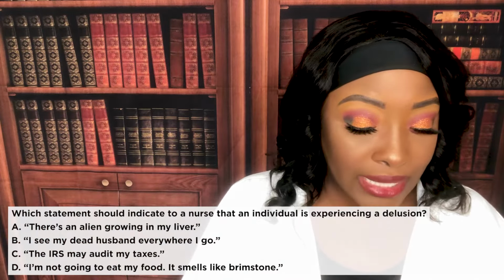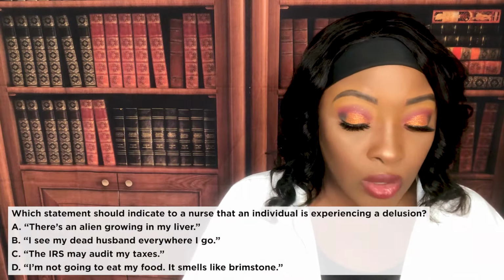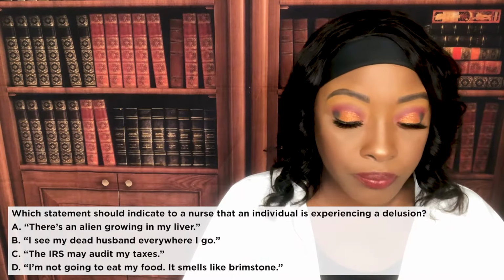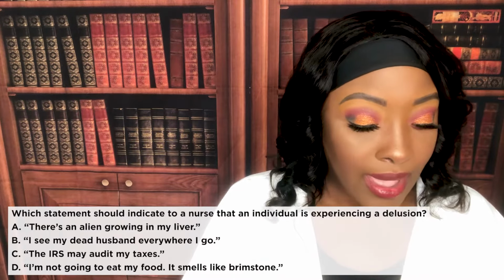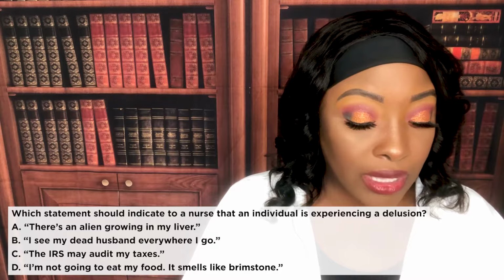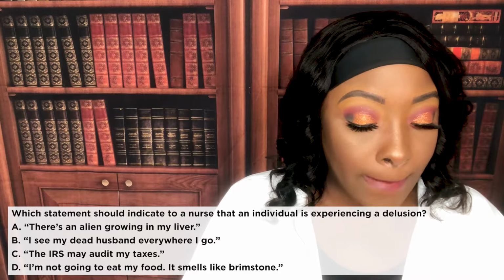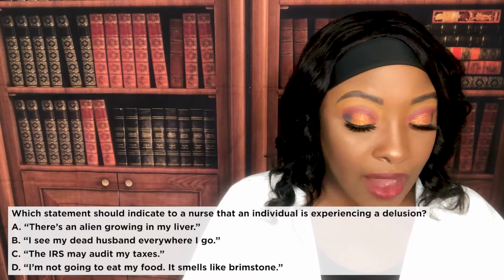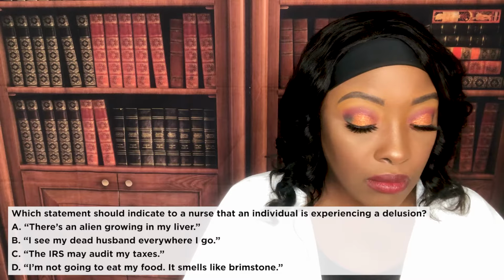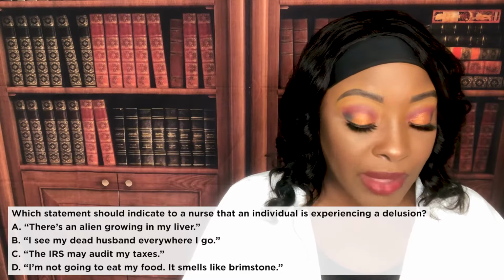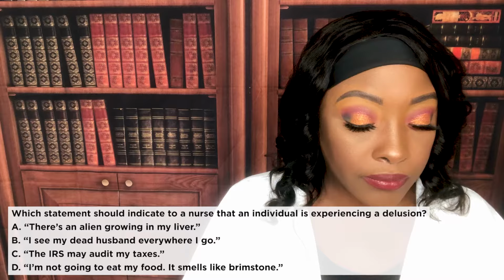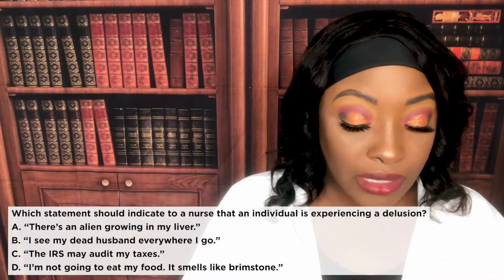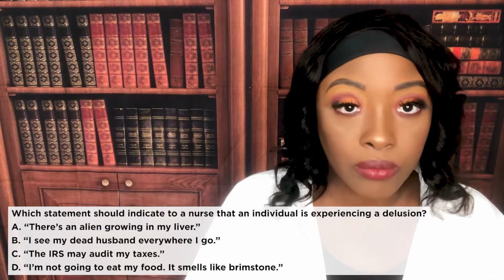Which statement should indicate to a nurse that an individual is experiencing a delusion? A, there's an alien growing in my liver. B, I see my dead husband everywhere I go. C, the IRS may audit my taxes. D, I'm not going to eat my food. It smells like brimstone.